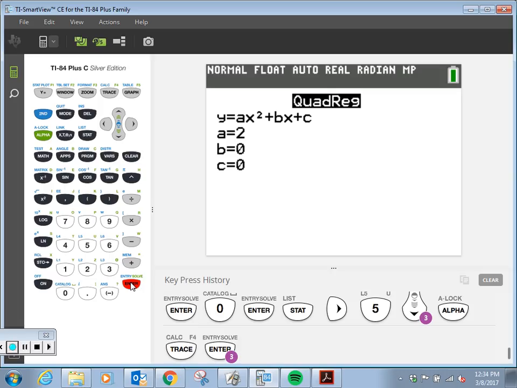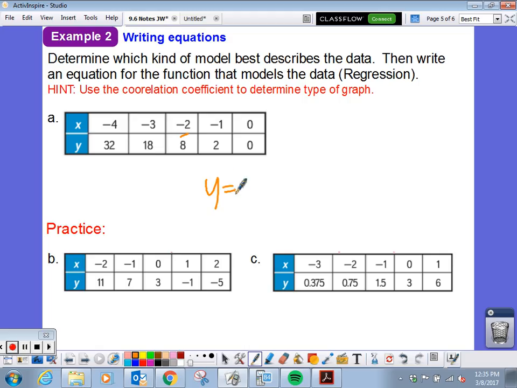So here's what this is saying. We've got y equals ax squared plus bx plus c. Okay, that's the standard form of a quadratic. Now you're going to plug your a and your b and your c in. So you have y equals 2x squared plus, okay, now if b is 0, that means we don't have an x. And if c is 0, we don't have a c. So our equation here is y equals 2x squared.